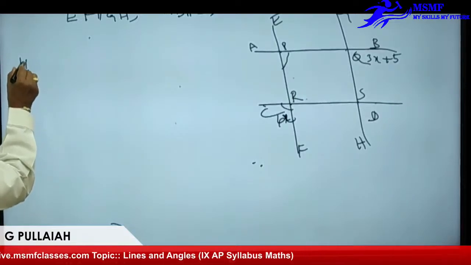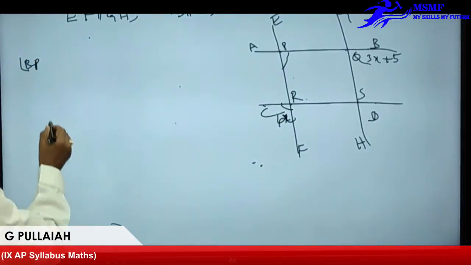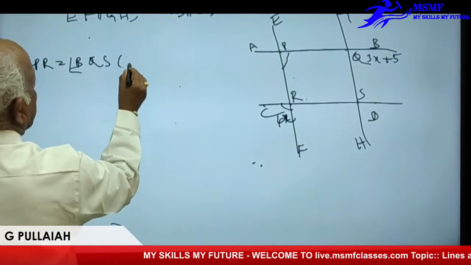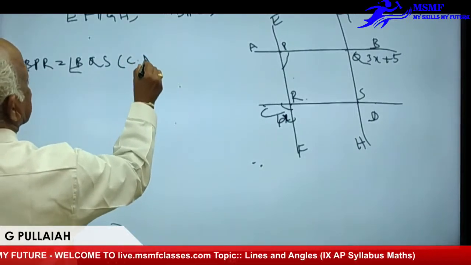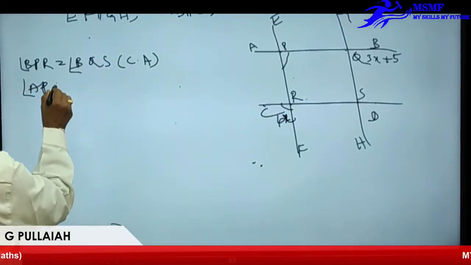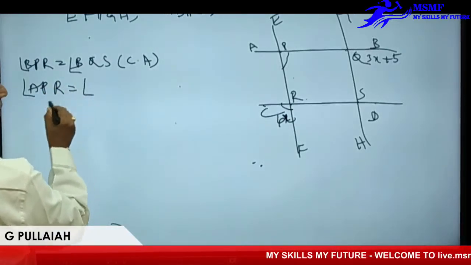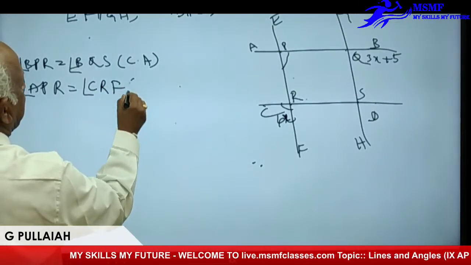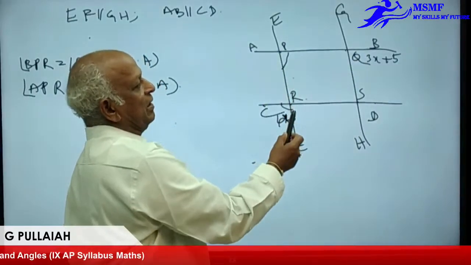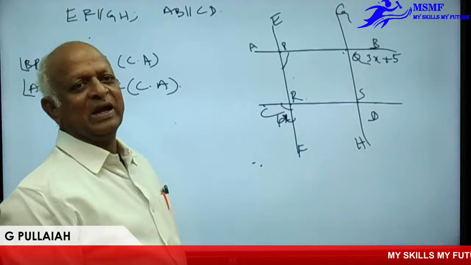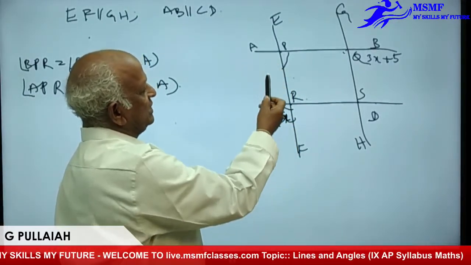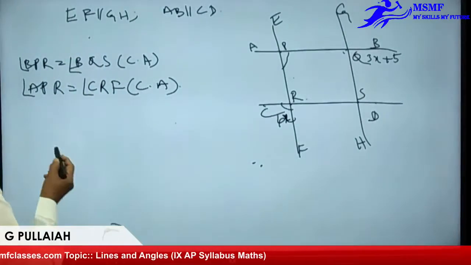Earlier we learned that angle BPR is equal to angle BQS. BPR is equal to BQS because of the corresponding angles. Similarly, you can say angle APR is equal to angle CRF. These are also the corresponding angles. Observe very carefully. Angle BPR is equal to BQS, corresponding angles here. Here, angle APR is equal to CRF, which is nothing but 4x.